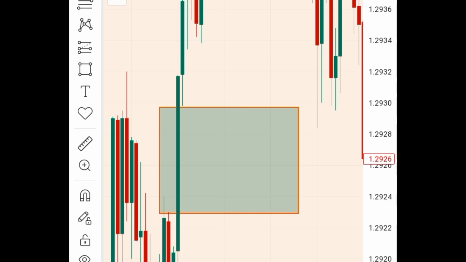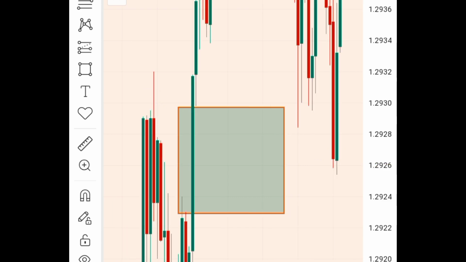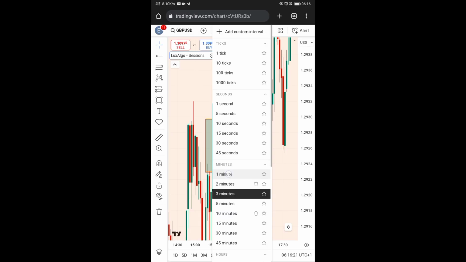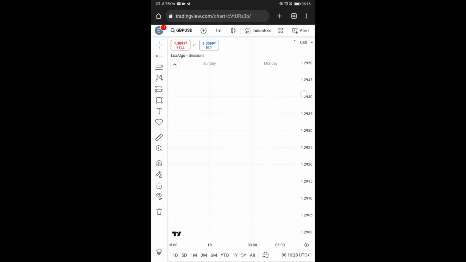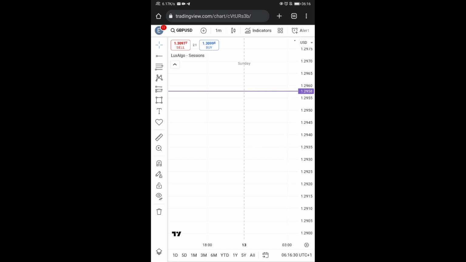So right now I have to move to my 1 minute. We are going to make use of all the time frames. So I have to move to my 1 minute. Still, I'm looking for my imbalance. This will be the last stage because it's 1 minute. I don't use seconds, I use minutes.